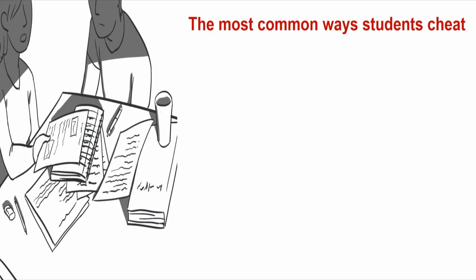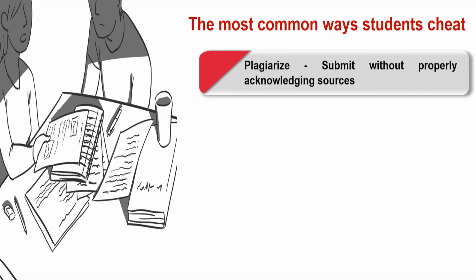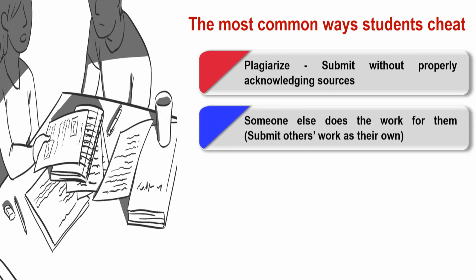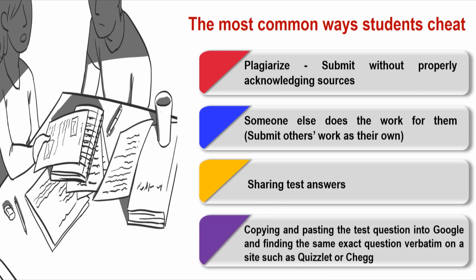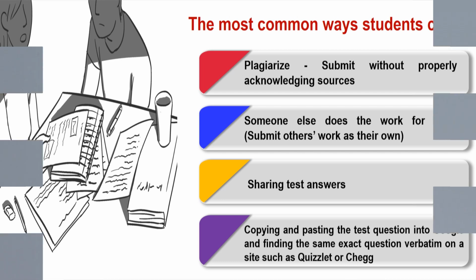So the most common ways students cheat, one should understand: plagiarize. They submit work without properly acknowledging the sources. Sometimes someone else does the work for them, and students submit others' work as their own. They share text answers, copying and pasting the text question into Google and finding the exact question verbatim on a site such as Quizlet or Chegg and others. So there are so many tools that help students to cheat.